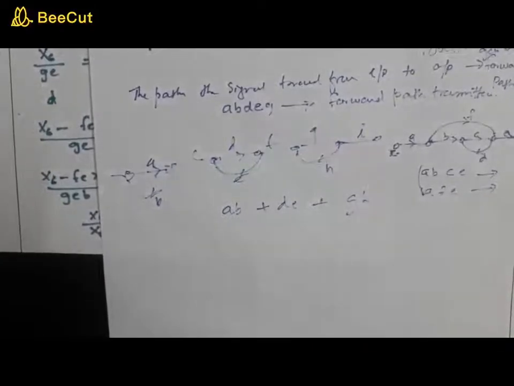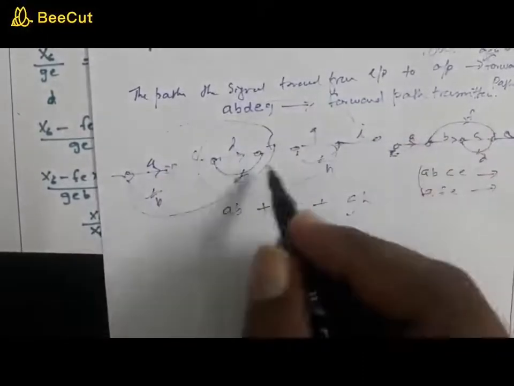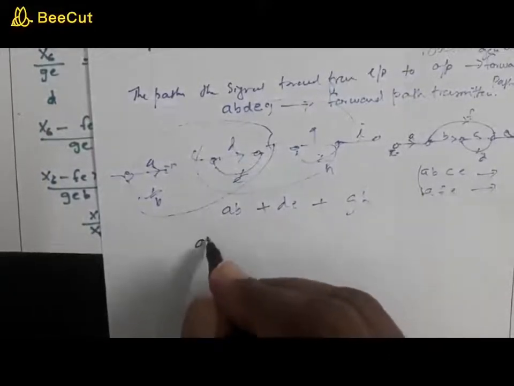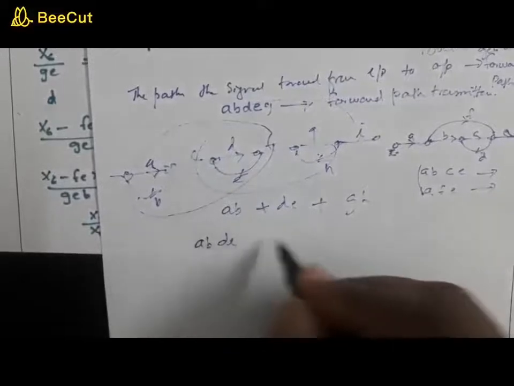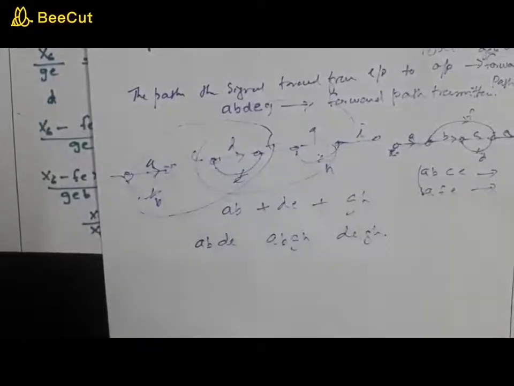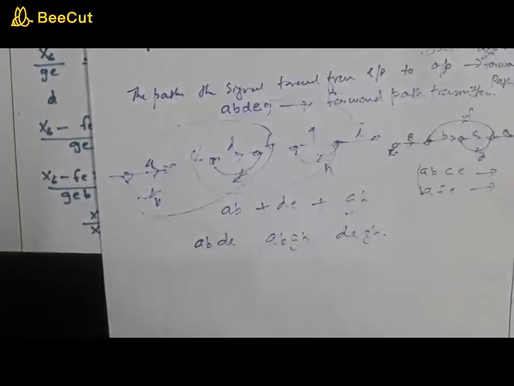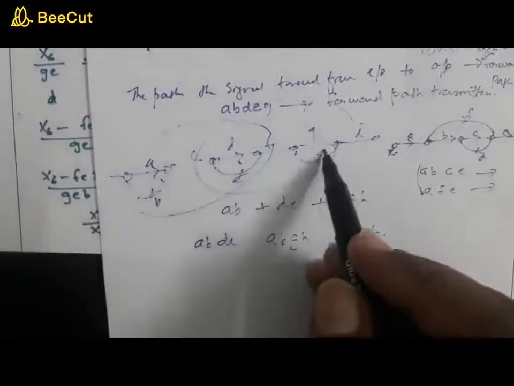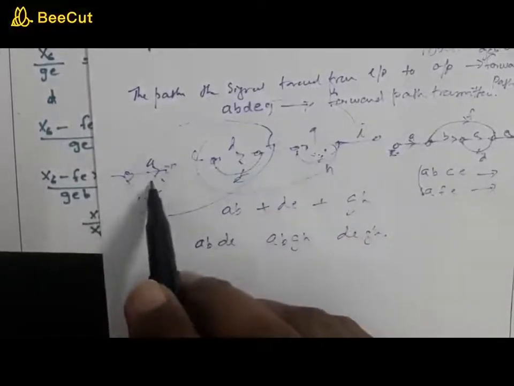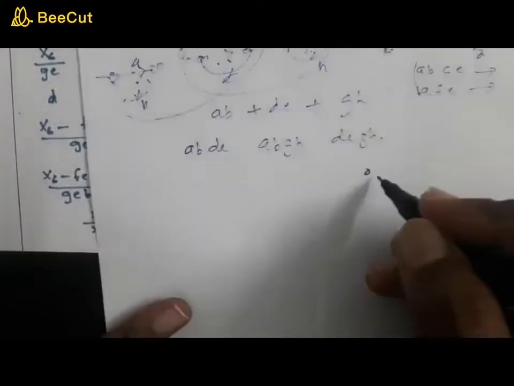Now what about 2 at a time? That means taking this loop and this loop together, then this and this. So you have 3 combinations, AB·D, AB·GH, and D·GH, right? So it is the sum of these. Now what do you mean by non-touching loop gains? These loops are called non-touching because the nodes forming a loop are not touching the other loops.